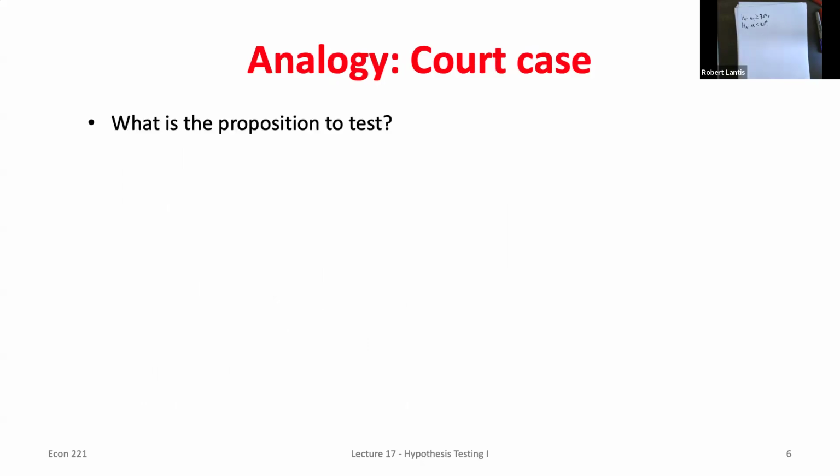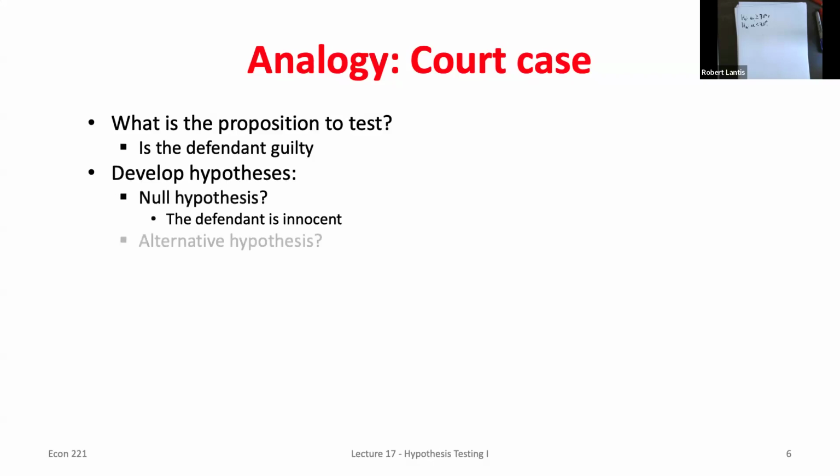If I think about a court case, what am I trying to test? I'm trying to find if somebody's guilty, right? That's our alternative hypothesis. So what should every court case assume? That you're innocent until proven guilty, right? So we want to find if the defendant is guilty. That's our alternative hypothesis, but we assume the opposite is true. We assume that the defendant is innocent.